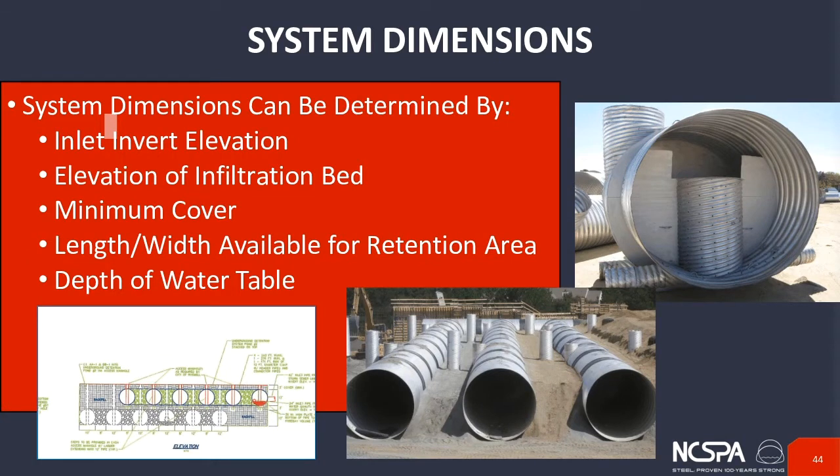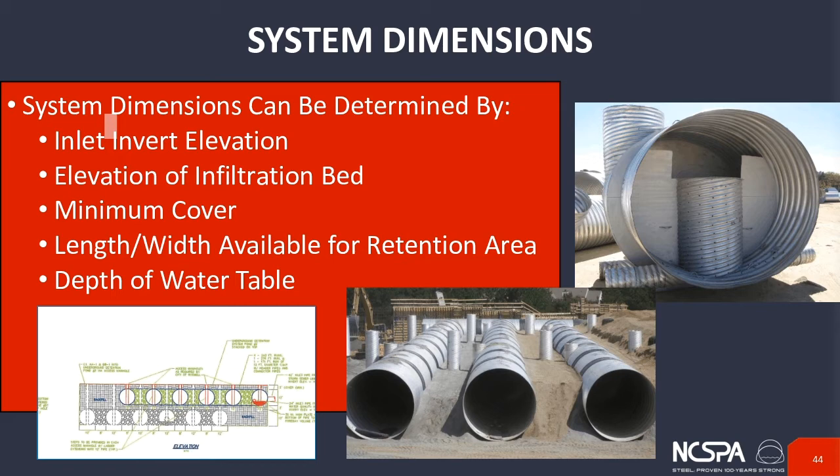So these are just a couple places you can start if you want to decide the size and the diameters of these. One way to look at it is you can start with your inlet invert elevation, or you can start with the elevation of your infiltration bed. This is kind of where I prefer to start. I typically define my outlet elevation and then work upwards from there to my minimum cover, because obviously you want to make sure that you do not get within your minimum cover.